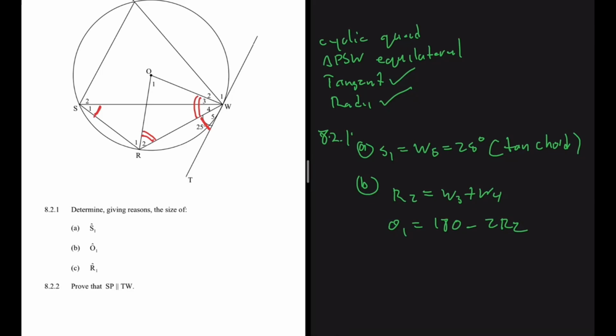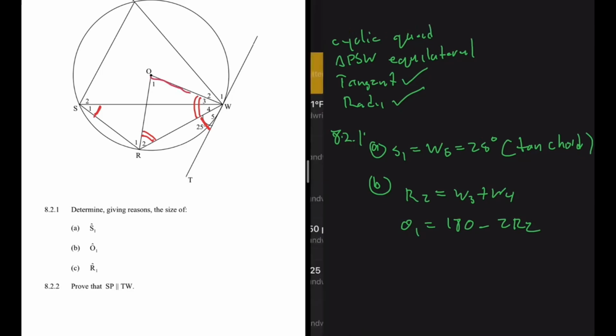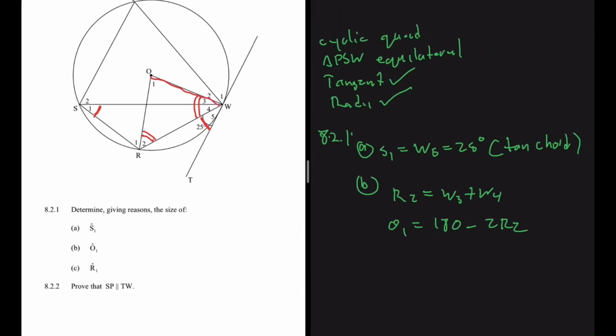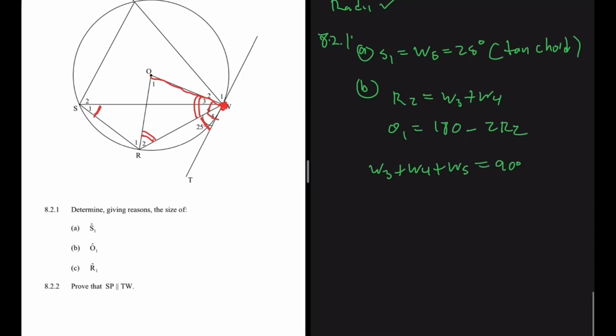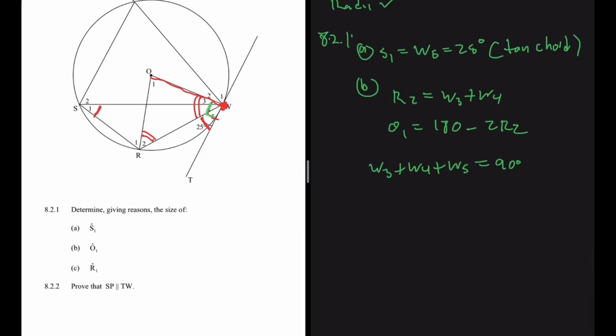So if we can find a way to find R2 or W3 and W4, then we can find angle O1, right? OW is a radius, right? And it touches the tangent. Where it touches the tangent forms an angle of 90, right? We know that for sure. So now we can say that W3 plus W4 plus W5 is equal to 90 degrees. I'm talking about this angle here, right? But we know what W5 is. W5 is 25 degrees, right?